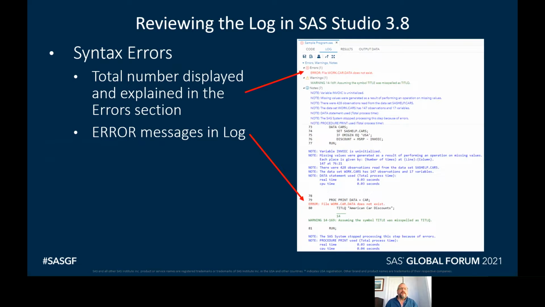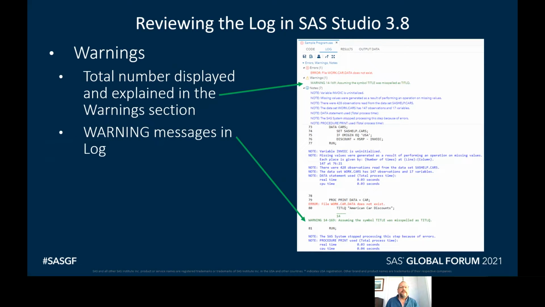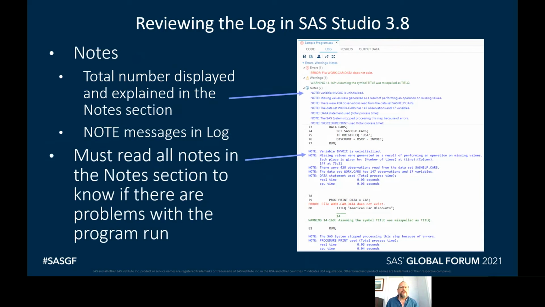So very similar to what we saw in SAS Enterprise Guide, the total number of errors are displayed in the error section along with the actual error message. So the order is a little bit different. And then down below in the log itself is the error, similar to the warnings and similar to the notes. Yet again, it's listing all seven notes, and you would need to go through each note in order to figure out which note to pay attention to.